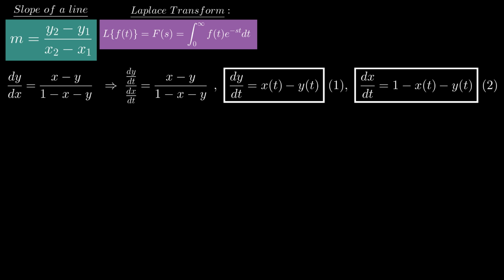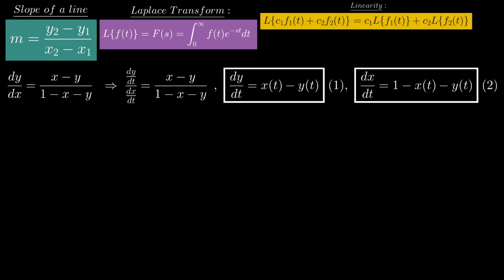And we'll be using some useful properties of the Laplace transform. One such property is its linearity, namely the Laplace transform of c1 times f1 of t plus c2 times f2 of t equals c1 times big F1 of s plus c2 times big F2 of s. Another useful property is a derivative property of the Laplace transform, which is L of the derivative of f of t equals s times the Laplace transform of f of t minus f of 0.